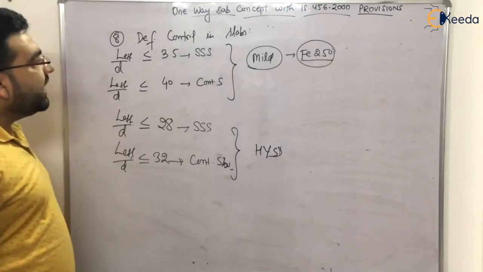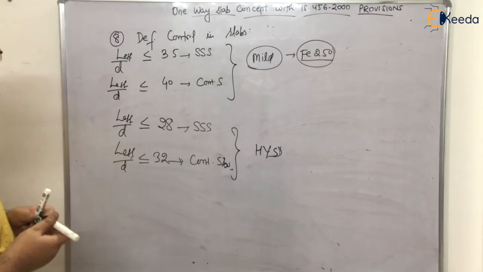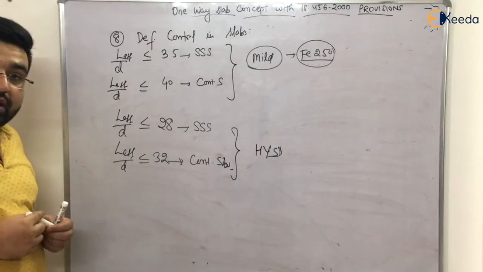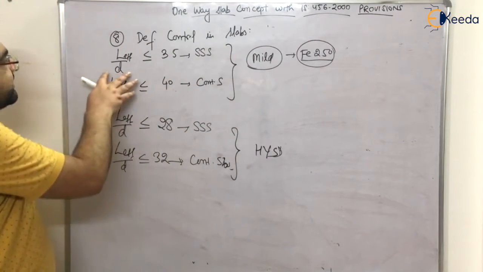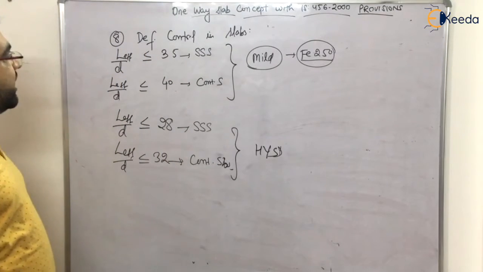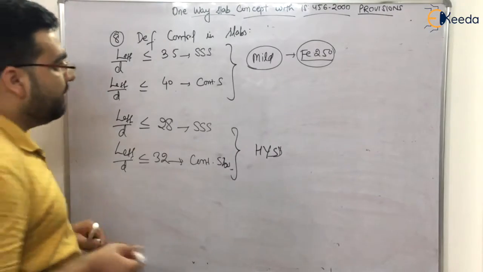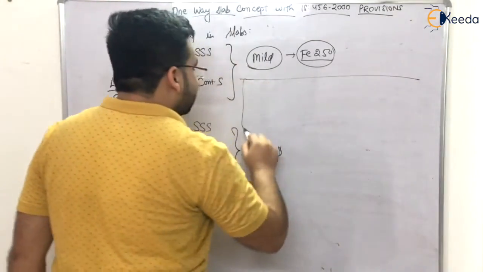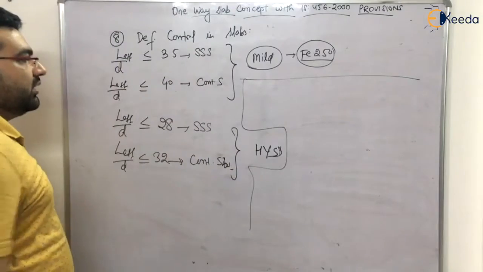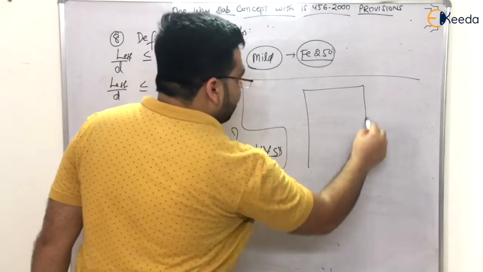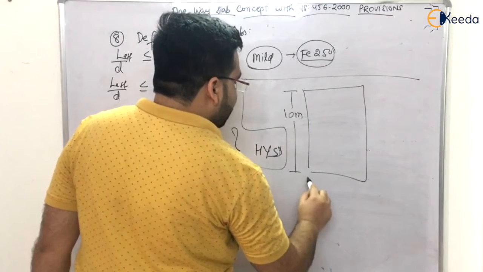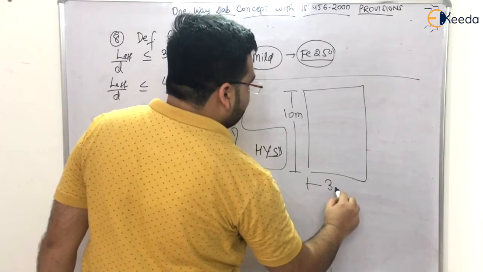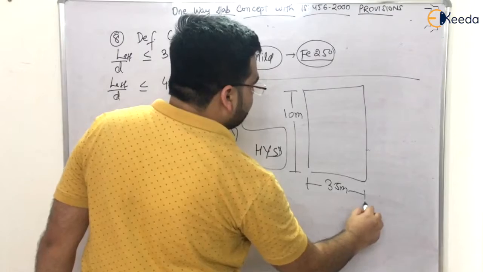I hope that you have understood the concept of deflection control in slab. Now I am going to ask you one question. For example, in slabs, let us say that you are given the dimension of a slab. The dimension of the slab is, let us say, 10 meters and 3.5 meters.